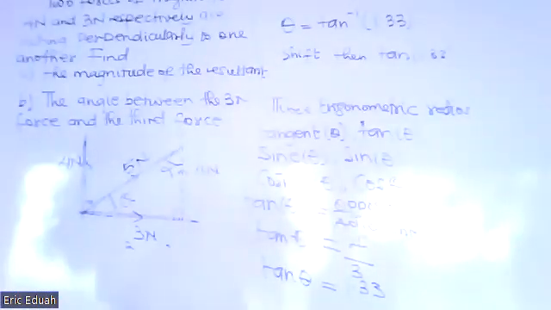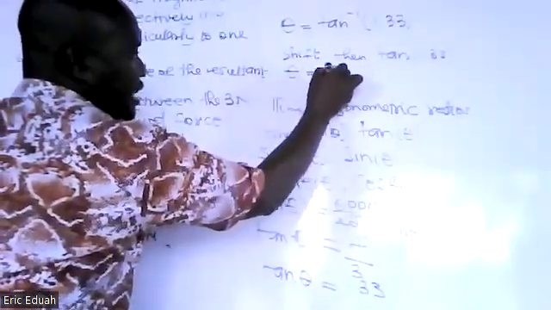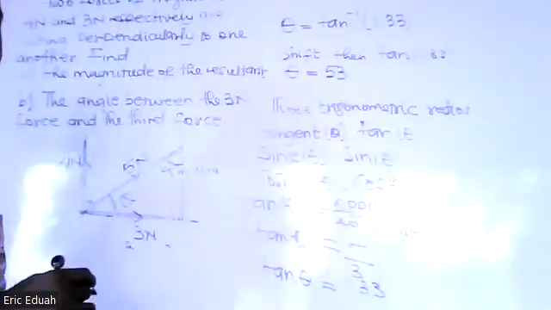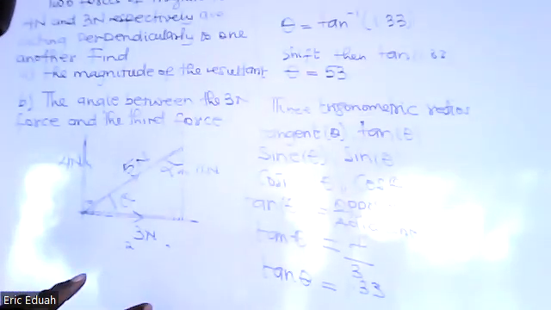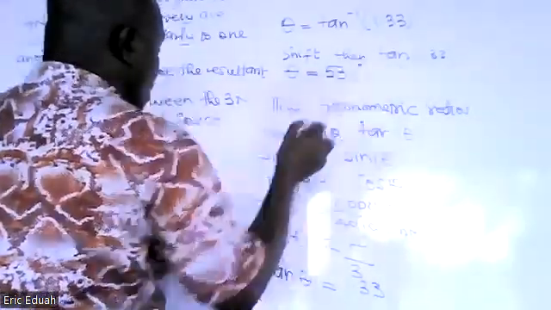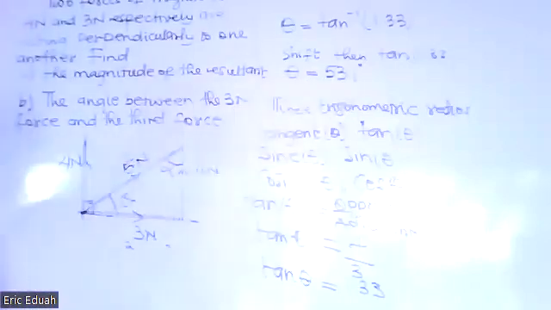So do that for me. Press shift, then press tan, and then input 1.33. So theta is equal to 53.061. Give me the answer to one decimal place: 53.1. So it means that the angle between the 5 Newton and the 3 Newton is equal to 53.1 degrees. We can use other trig ratios to obtain the same thing.